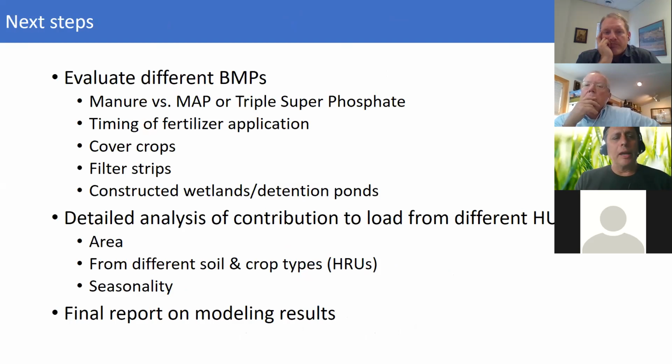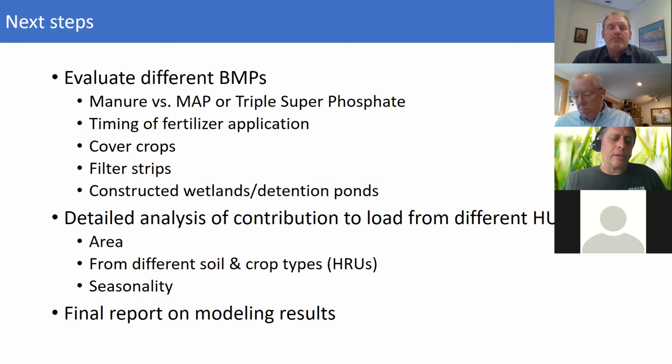So that's where we are at. And so the next steps that we have is to evaluate different BMPs. For example, manure versus MAP or triple superphosphate, other fertilizer options, the timing of fertilizer application, the use of cover crops, filter strips, constructed wetlands or detention ponds, other BMPs that the group would like to sort of evaluate.